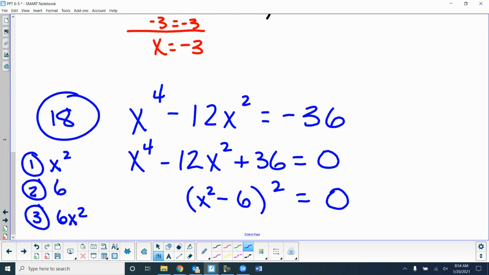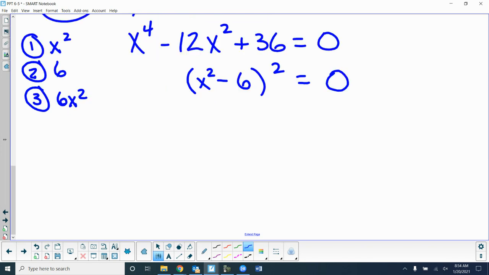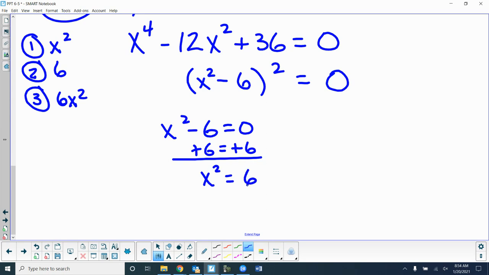Okay. So then we solve that equation. So what do I do first to solve that? Plus the 6, right? And then what do I do to get rid of the squared part? We go square root, right? And that's x equals the square root of 6.